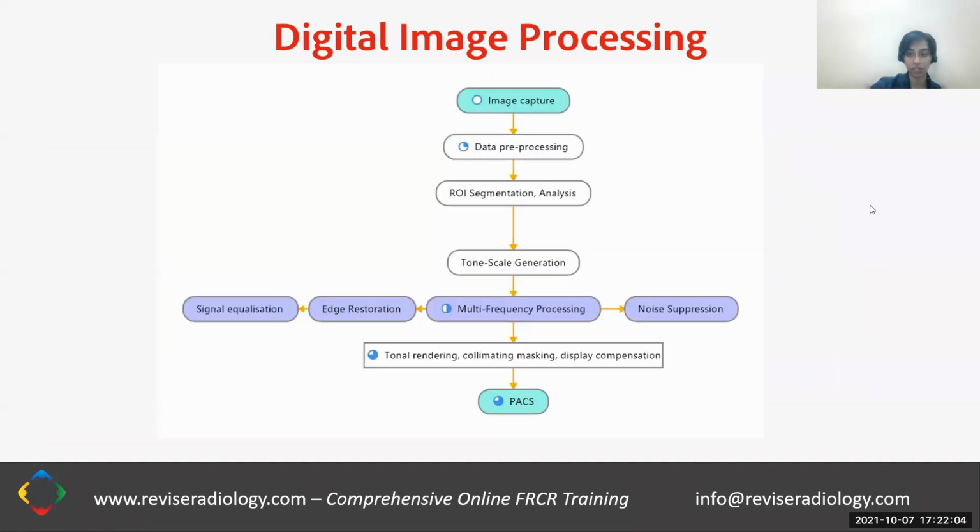So let's look at the different stages here. Between image capture and when the image is finally transferred to the PACS, there are all these different stages which we see over here: the data pre-processing, ROI segmentation and analysis, tone scale generation, etc. And we'll briefly talk about what these different aspects might be.